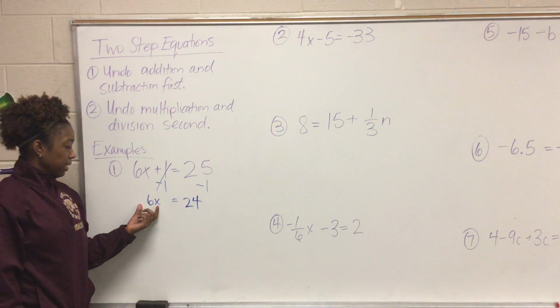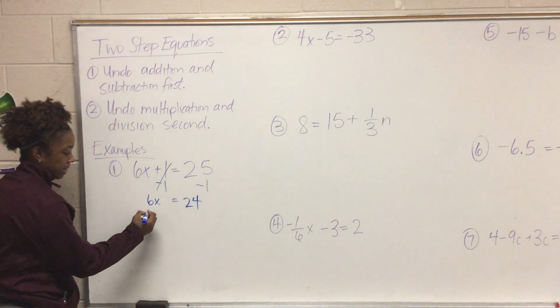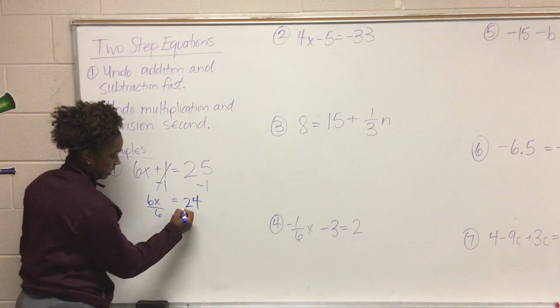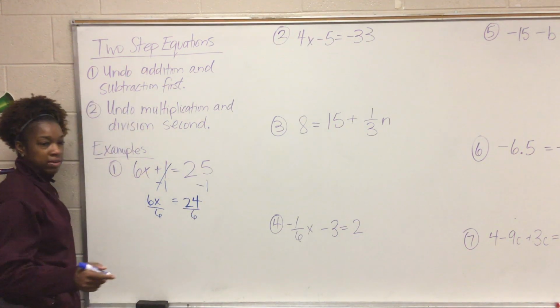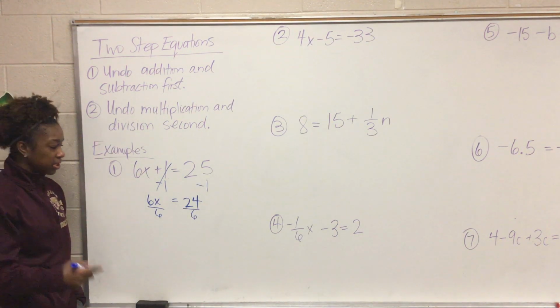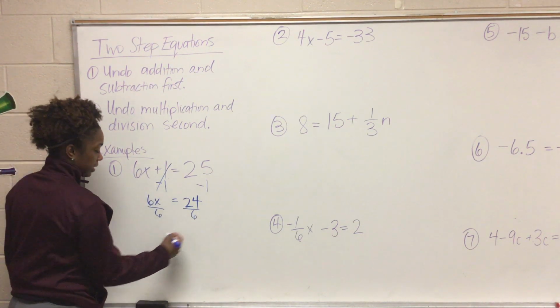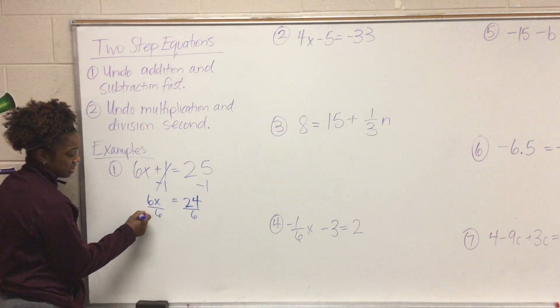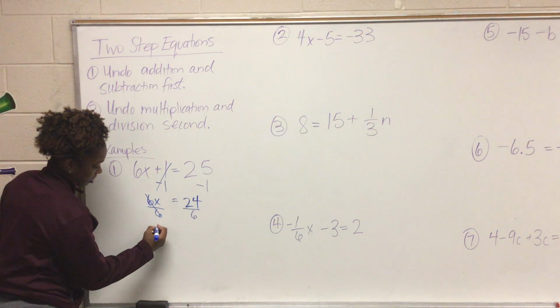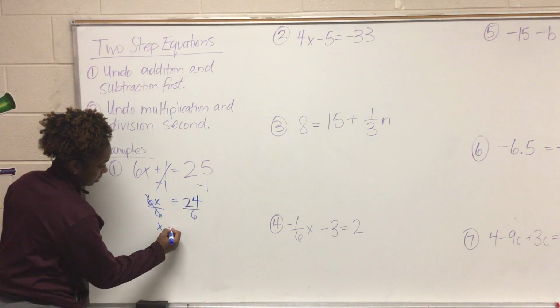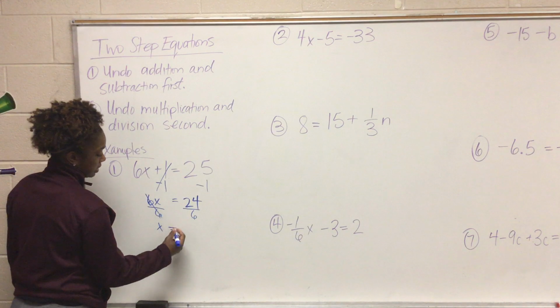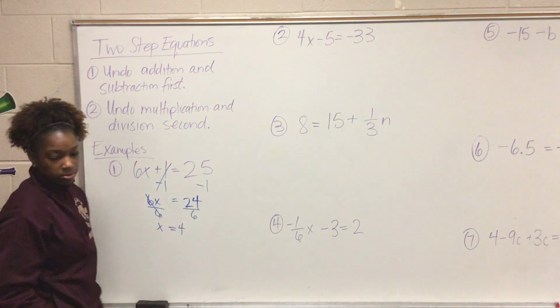6 is being multiplied by x, so we want to divide by 6 on both sides. Because we do the inverse operation, we do the opposite of what they do. They multiply by 6, we divide by 6 on both sides. So 6 divided by 6 is 1, and we're left with x equals 24 divided by 6, which is 4.